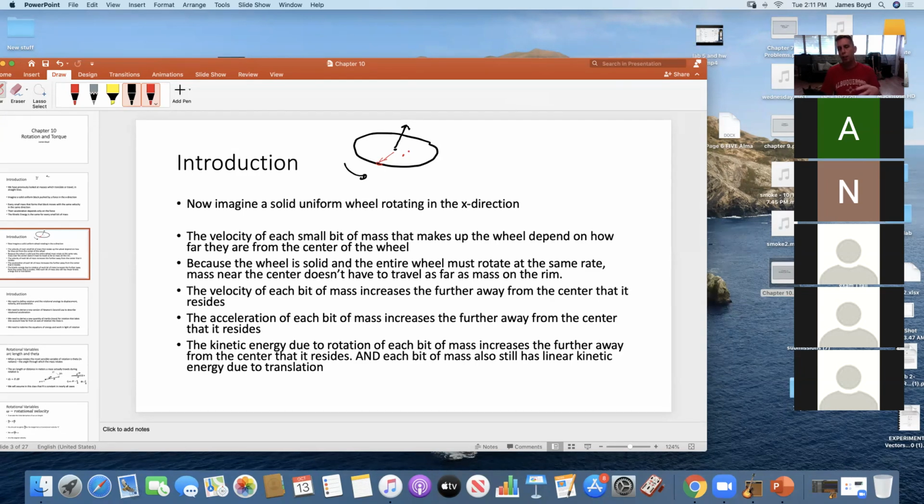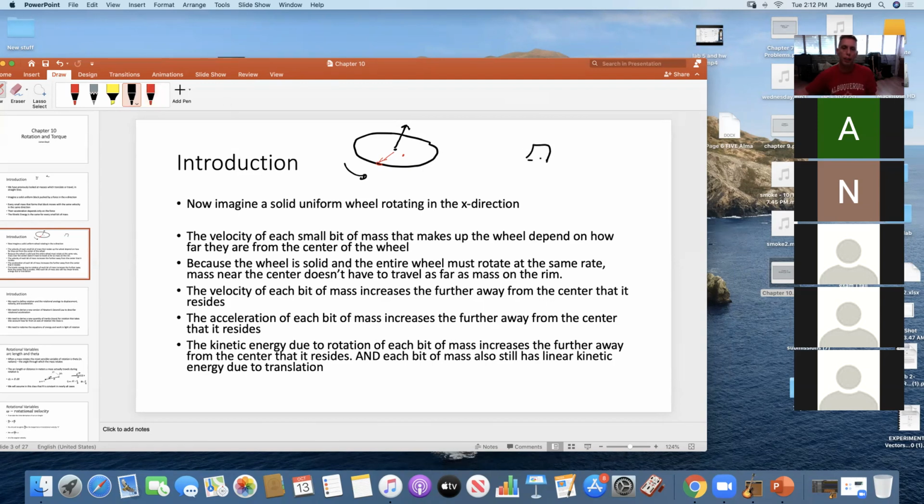That's very different from a block sliding in one direction, because on the block, all the little masses have the same velocity. On a rotating object, all the little pieces of mass that make up that object can have different velocities. So we need to figure out how to determine the kinetic energy when all these little masses have their own kinetic energy, and it's very different depending on how far away. We need to figure out how to make something rotate and what it means to rotate.